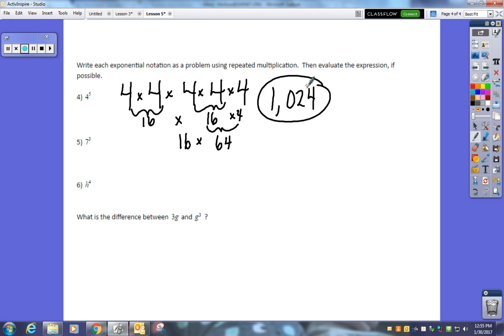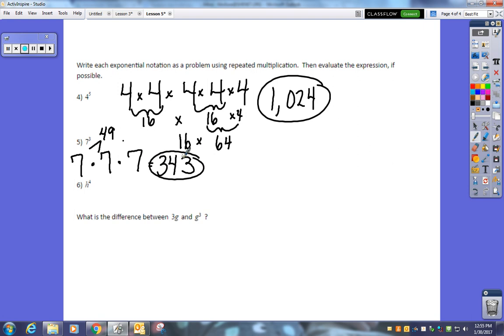Okay, so the next one is 7 to the 3rd power, which remember we read as 7 cubed. The base is 7, so I'm going to write down 3 7s, which I'm going to multiply together. 7 times 7 is 49, and I have to multiply that 49 times 7, which gives me 343.